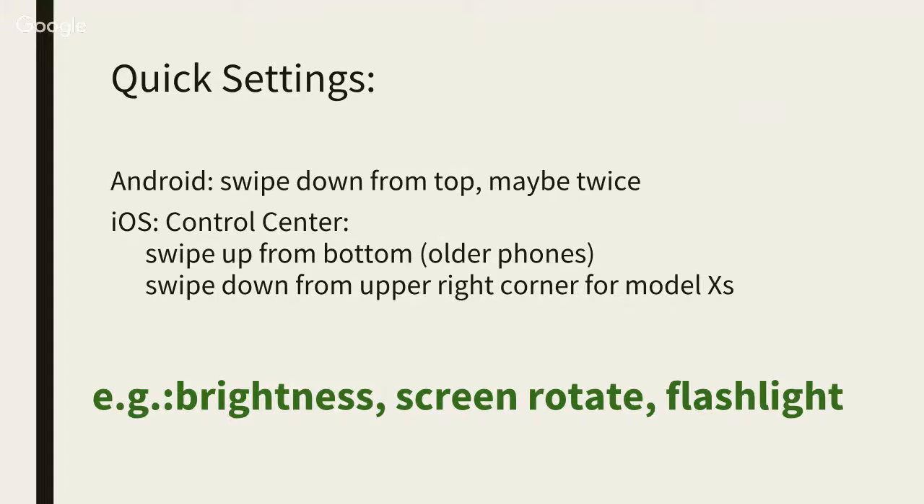On iOS devices, it's called the Control Center. And on older phones, you swipe up from the bottom to see it. On the iPhone 10 and newer models of the iPad, you swipe down from the upper right corner. And from there, you can change the brightness, the screen rotate, the flashlight. And I will show you that when we get to the demo part.